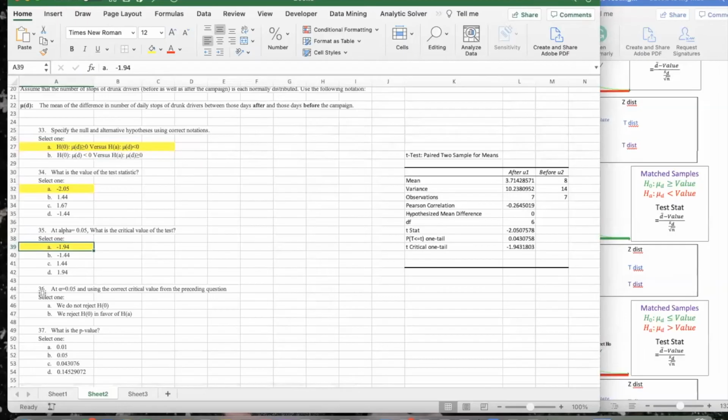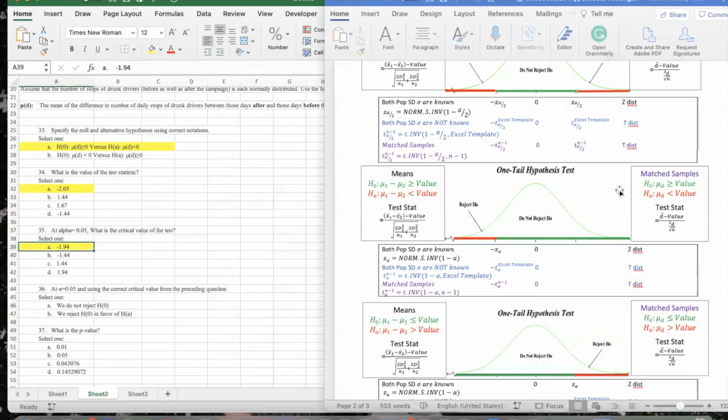Number 36 is asking at alpha 0.05 and using the correct critical value, do we reject or do not reject? So we have to use the critical value test. And if you guys remember from my previous video, whenever we do the critical value approach, we need to compare the critical value with the test statistic. Those are the two numbers that we're comparing to each other. So we've established that this is what we're looking at. This is what our graph is going to look like.